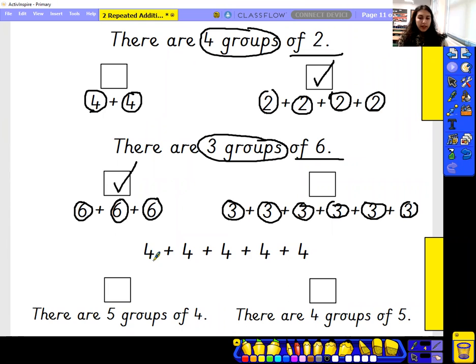Let's have a look at our final one then. This time I've got 4 plus 4 plus 4 plus 4 plus 4. So let's have a look. How many 4s do I have written? I've got 1 group of 4, 2 groups of 4, 3 groups of 4, 4 groups of 4, 5 groups of 4. Remember, I've got 5 groups, and inside each group I've got 4. So 5 groups of 4. That's this one over here.